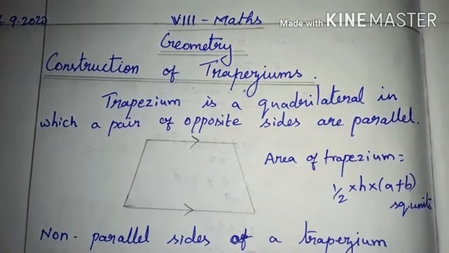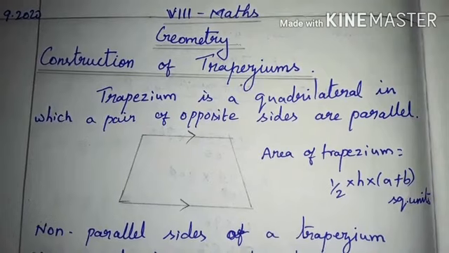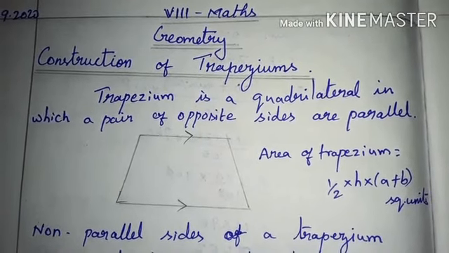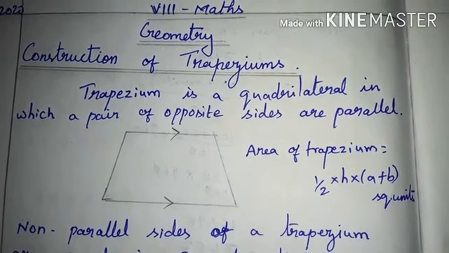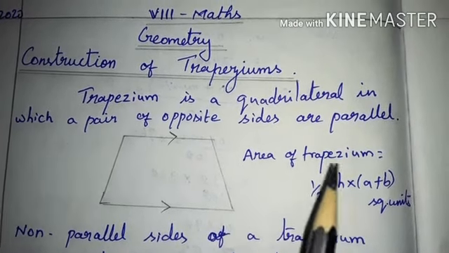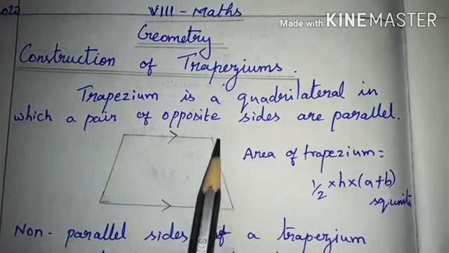Good morning students. Today we are going to see geometry construction of trapezium. Trapezium is a quadrilateral in which a pair of opposite sides are parallel. This is the shape of the trapezium.